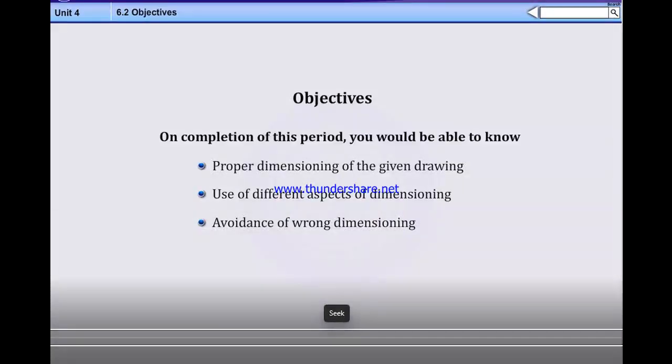So in this, we will see how to give the proper dimensions of a given drawing, and with this we can use different aspects of dimensioning. After completion of this lesson, the following objectives may be acquired, that is, avoidance of wrong dimensions. We will see some examples also in this.